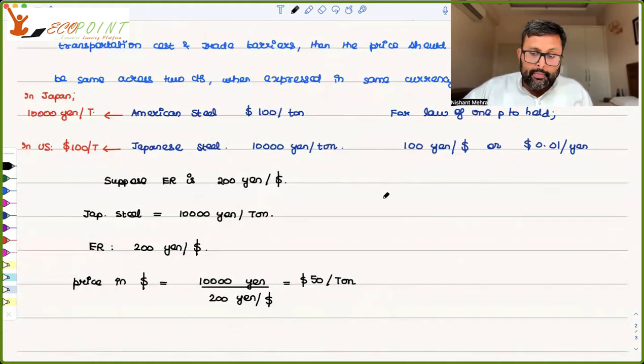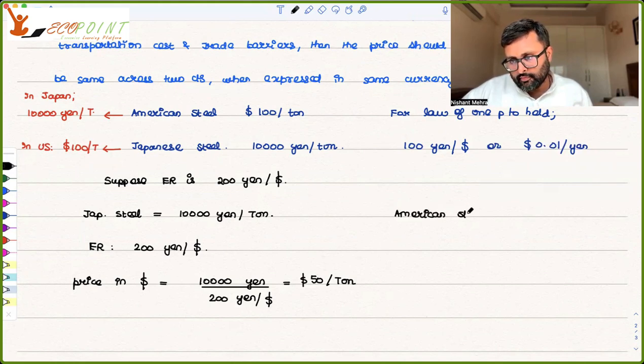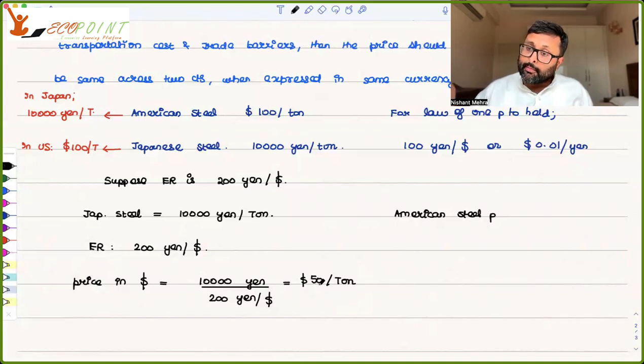Now the American steel price is what? What is the conclusion from here? If somebody in the US buys American steel, he or she will be giving $100 per ton. But if he buys Japanese steel in the US, it is going to cost him $50 per ton. So American steel is expensive in the US, that's one thing.